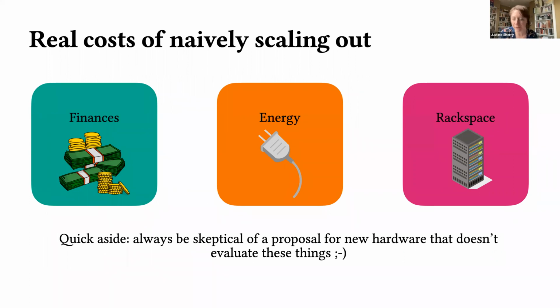And as an aside, if you're reviewing papers, evaluating new hardware, more cores isn't always a bad idea. Sometimes it's actually the cheapest and most efficient thing relative to, say, a power-hungry GPU. But oftentimes, scaling with CPUs really is just very costly in terms of these human factors like finances, energy, and space.